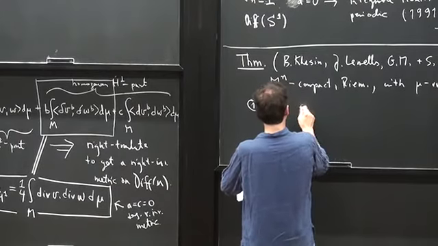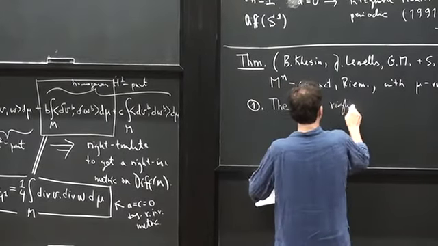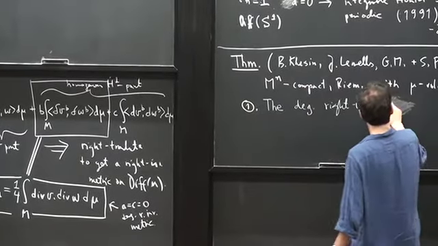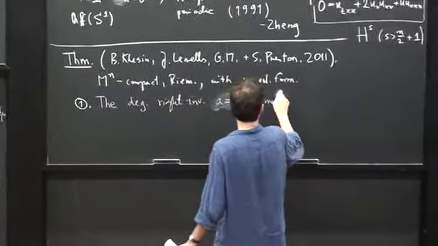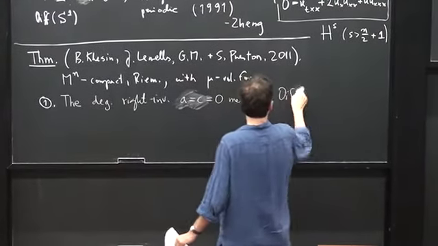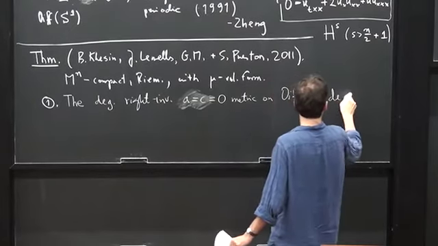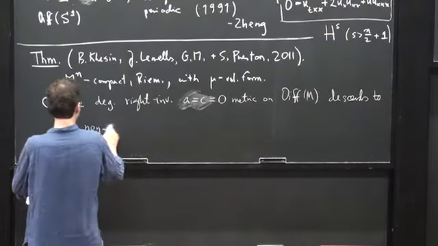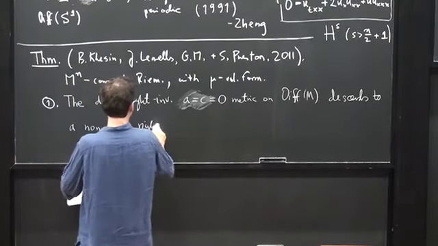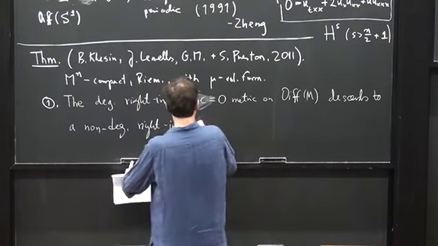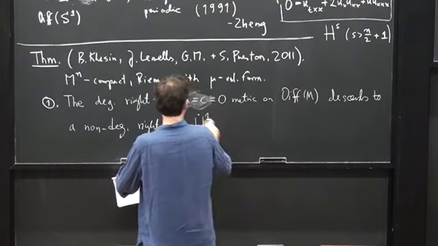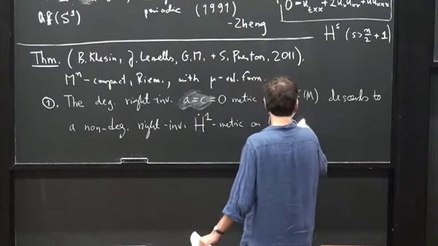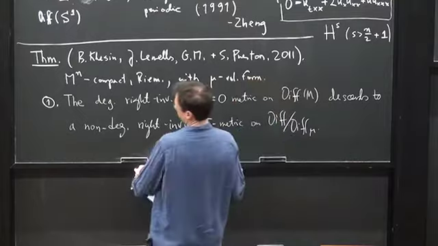So the degenerate right invariant metric, or let me be more specific, the A equal to C equal to 0 metric on diff of M, descends to a non-degenerate right invariant metric. I'll call this the H1 dot metric on the quotient over diff mu. So this is the first statement.